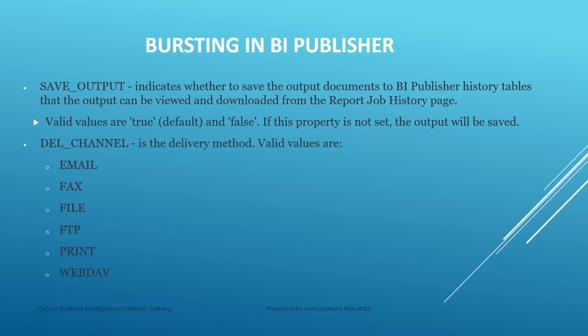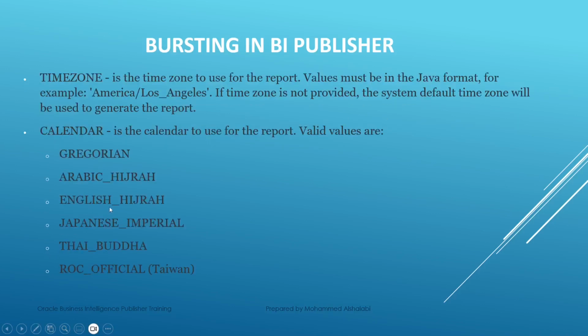The most important one is delivery channel, which is the delivery method. Valid values are email, fax, file, FTP, print, and WebDAV. Usually I use email and file. Okay, now the time zone is the time zone to use for the report. The value must be in the Java format, for example, America/Los_Angeles. If time zone is not provided, the system default time zone will be used to generate the report.